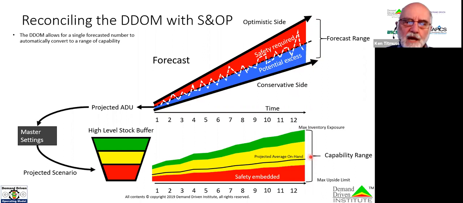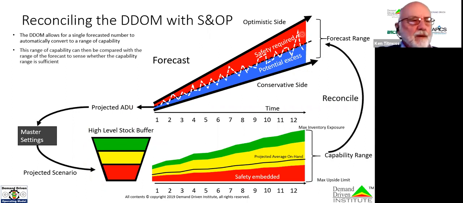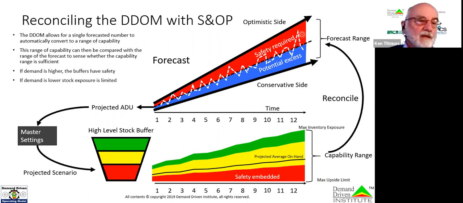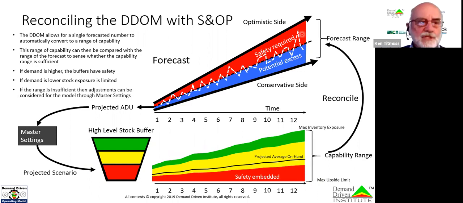And if the capability range is too small to satisfy that forecast range, then we need to change the buffer profile. Or if it's too big, again, we could change the buffer profile to pull it more in line with the forecast range here. So the range of capability can then be compared with the range of forecasts to sense whether the capability range is sufficient. If demand is higher, the buffer will have safety. If the demand is lower, stock exposure is limited. If the range is insufficient, then adjustments can be considered for the model through the master settings.